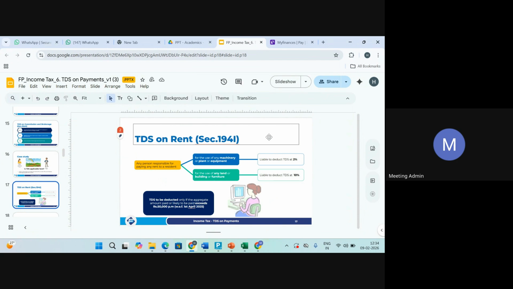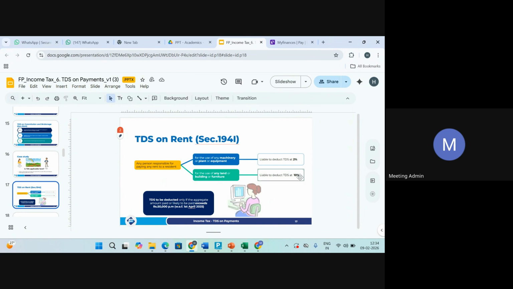TDS on rent, section 194I. Please make a note: TDS on rent under section 194I. Here, any person responsible for paying rent to a resident, everyone is responsible to pay the TDS amount. For the use of machinery, plant or equipment, TDS will be 2%. If it is land, building or furniture, TDS will be deducted at 10%.